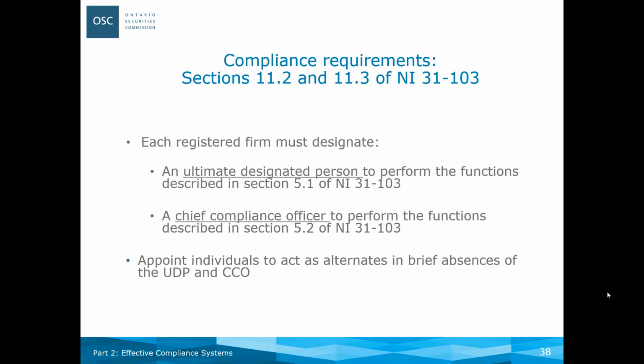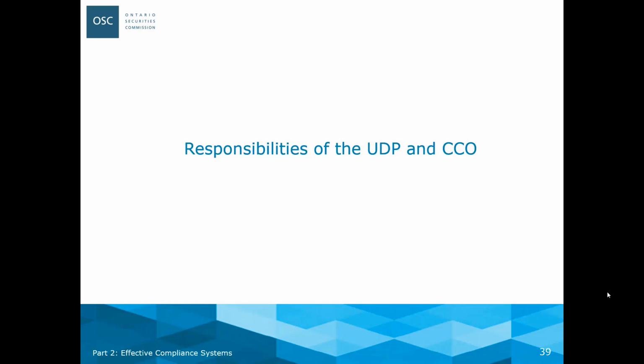Firms should consider appointing individuals to act as alternates in order to fulfill regulatory responsibilities in the brief absence of the UDP or CCO, such as during vacations. We will now discuss the responsibilities of the UDP and CCO under Sections 5.1 and 5.2 of National Instrument 31-103.